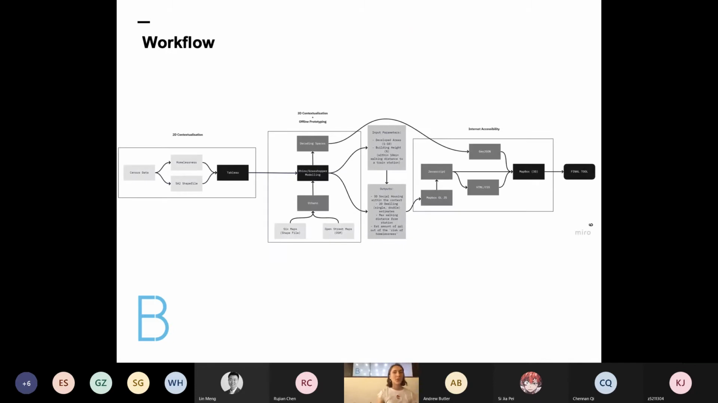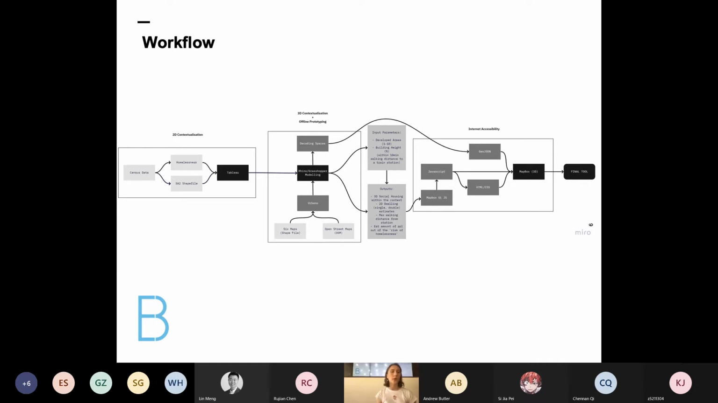Just to look at the workflow more specifically, so as you can see, I started with 2D contextualization, starting with census data and homeless data, and gathering outputs from them into Tableau. And then I worked on the 3D contextualization and offline prototyping, where Urbano, with the implementation of 3D data from 6maps and OpenStreetMaps, allowed for 3D translation in Grasshopper. And then I could start prototyping and developing a tool that could be used by user groups.